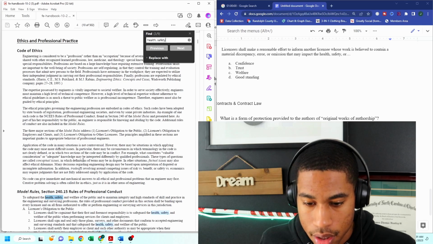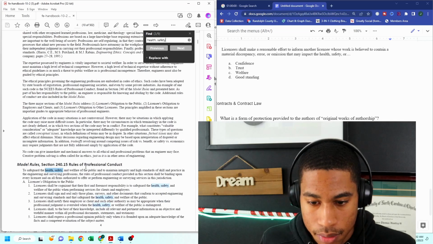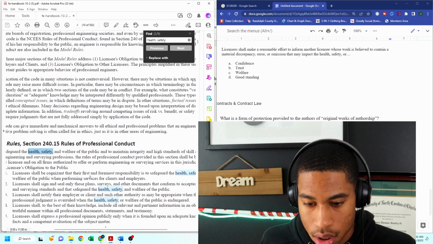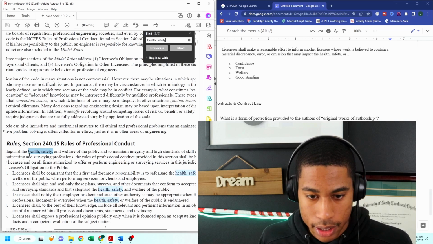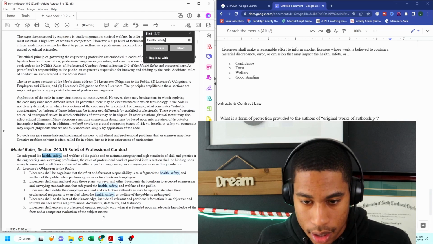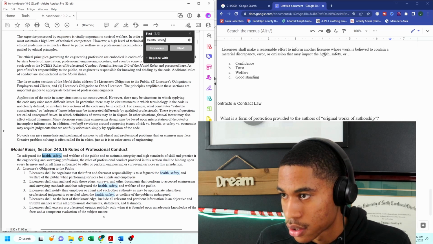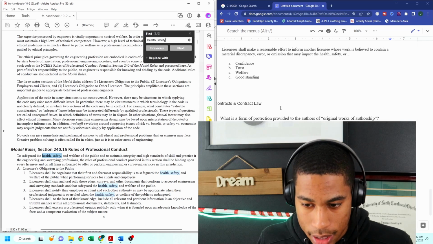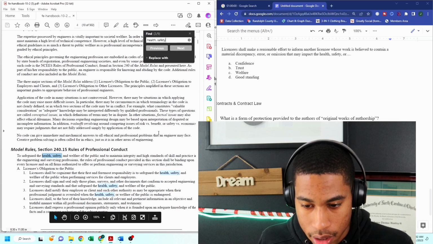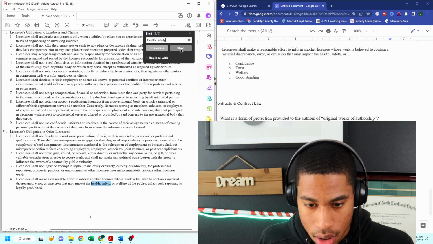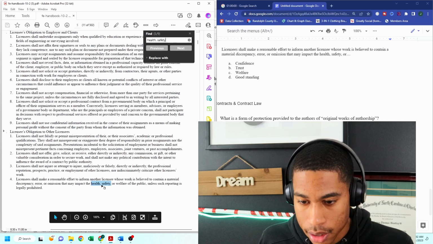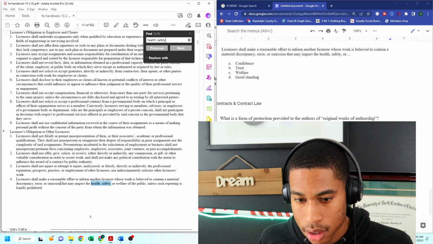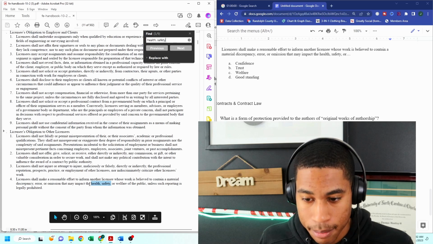Okay, I'm seeing, I don't know if you can see this. All right, so safeguard, the health, safety, and welfare. I'm seeing this is under rules to safeguard licensees, or omission that may impact. So the health, safety. So I keep seeing health, safety, and welfare, right? I'm just going to keep going. Those were 4 right there. Okay. Or omission that may impact the health, safety. Licensees shall make a reasonable effort to inform another. So, bam. Looks like we found it.